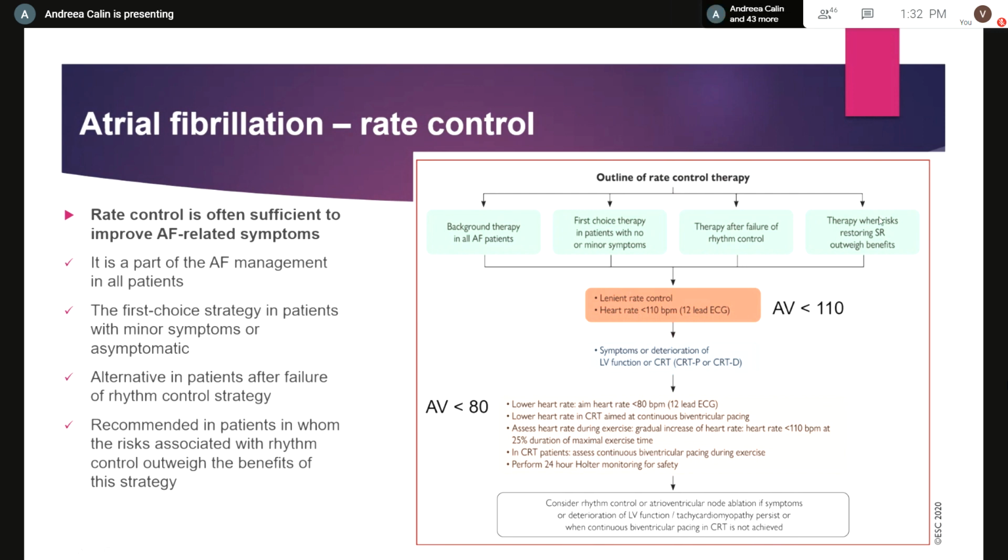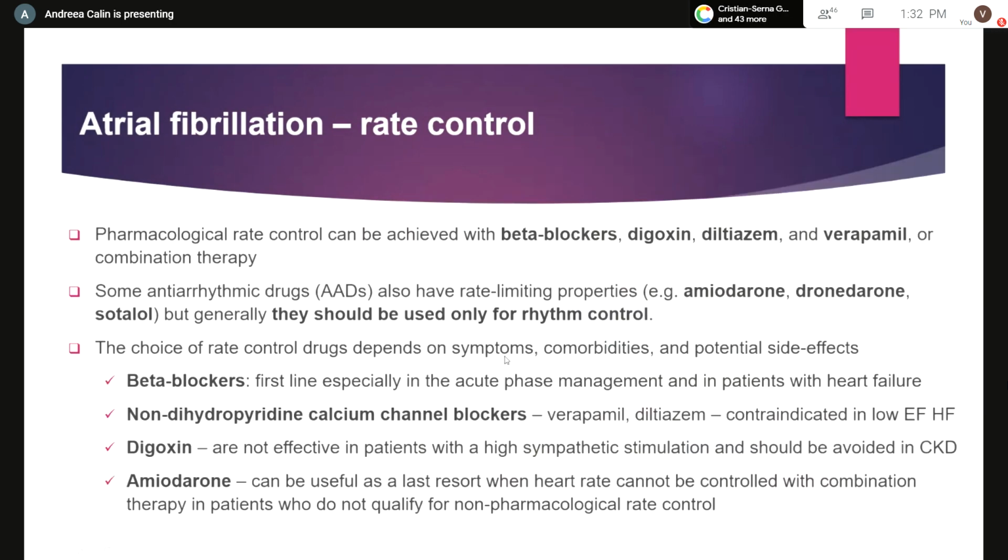So, in all these patients, we can aim for a lenient rate control first, with a heart rate below 110, and then if the patient continues to have symptoms or if the LV function deteriorates, then we should aim for a lower heart rate, below 80 beats per minute. What can we use? We use beta blockers, digoxin, diltiazem, and verapamil. These are drugs that block and slow the AV conduction.